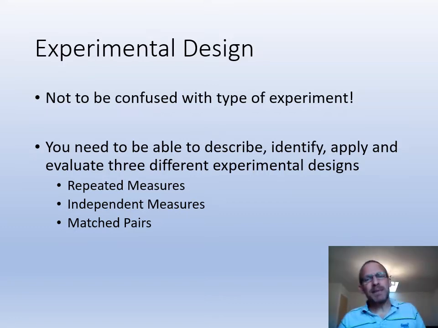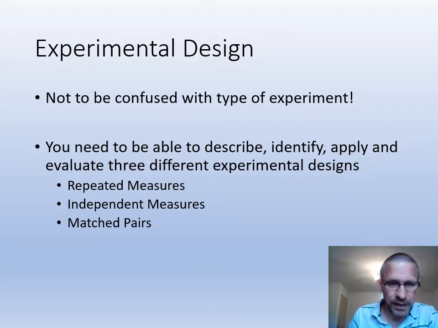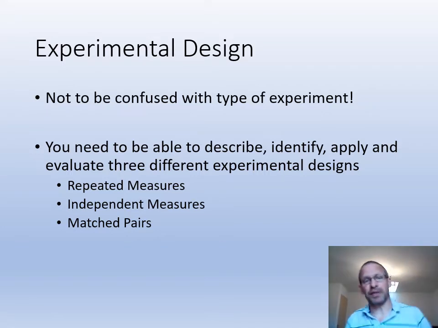Experimental design. Yeah, please be careful. Last time we did type of experiment: lab, field, natural, quasi. Then you've got what experimental design you're going to use. So please be careful. Sometimes people rush and get them mixed up. Very frustrating. So there's 3 that you need to know. You need to be able to describe what they mean. You need to be able to identify them from a scenario and say, oh yeah, that's what they've used here. You need to be able to apply it. You could potentially have to create a study or proposal yourself, and they might tell you which design to use, or you might have to justify it. And again, you need to know your pros and cons of each one as well.